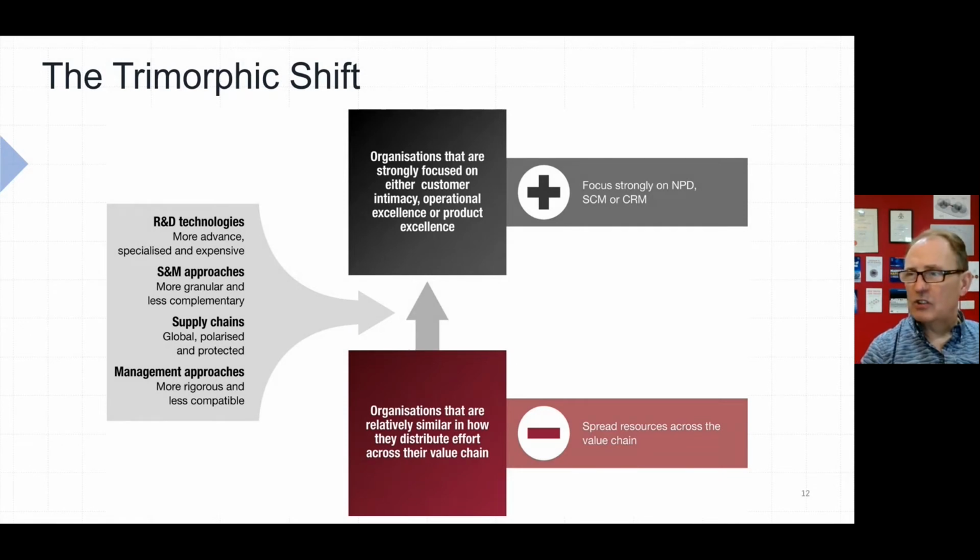And the last of these is the trimorphic shift. Because of the changes on the left, organizations used to be relatively competent across the entire length of the value chain and used to try and compete against the entire length of the value chain, from new product development to supply chain management to customer relationship management, and increasingly polarized into a kind of isosceles triangle where the most effective organizations are merely adequate at two of those three things and would have to be excellent at one of those three things.